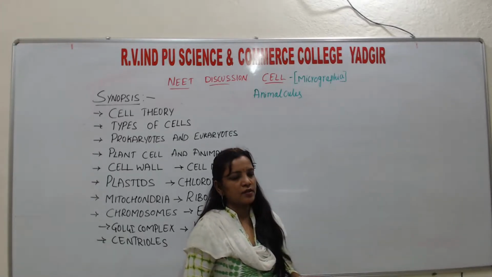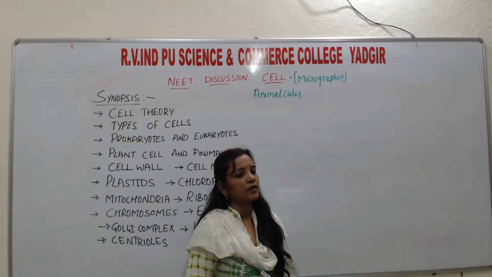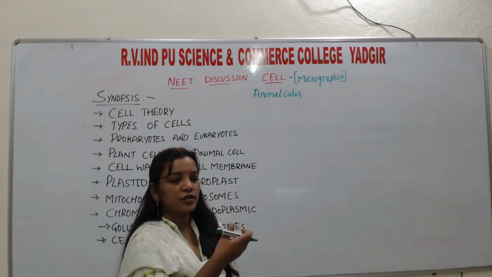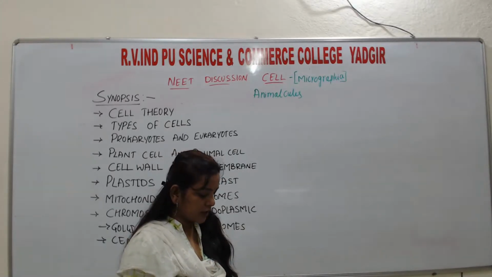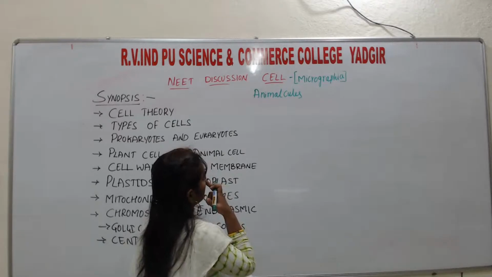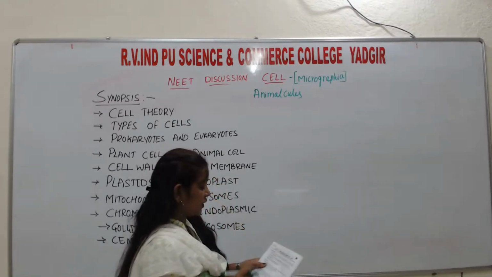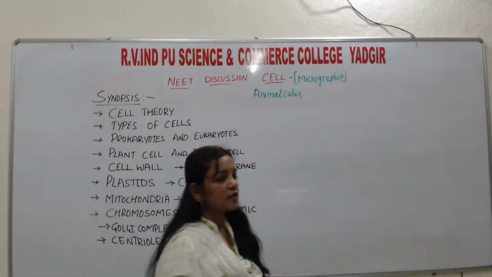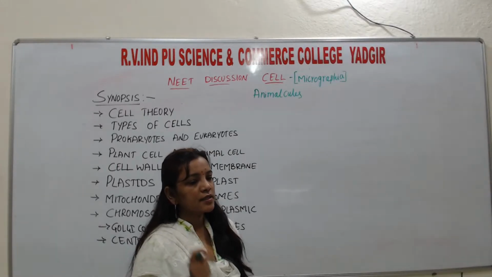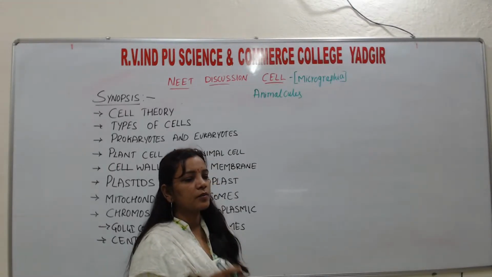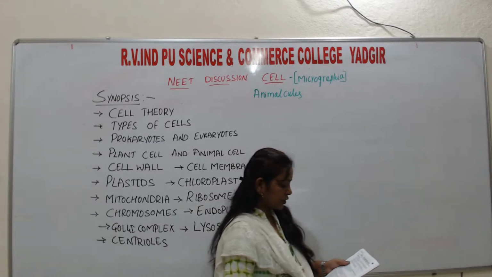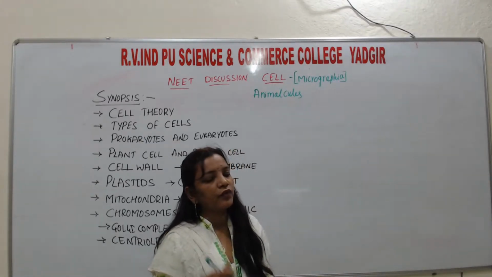Now after this, the study of the cell is called what? Cytology. The study of tissues is histology, right? So the study of the cell is called cytology, and this term was given by the scientist. After that, Robert Hooke is considered the father of cytology. Who is the father of cytology? Robert Hooke. In 1665, he was the first person to observe the cell. So he is considered the father of what? Cytology.